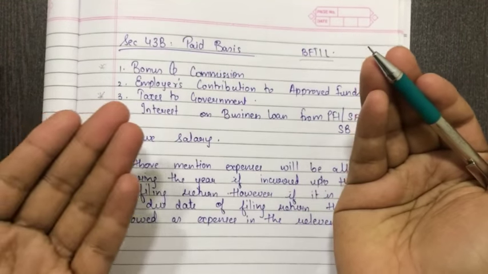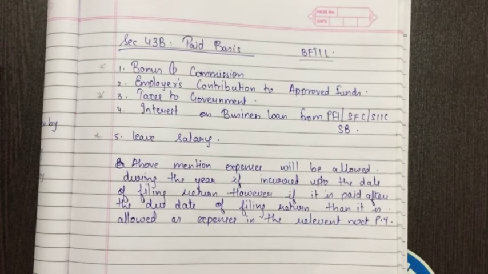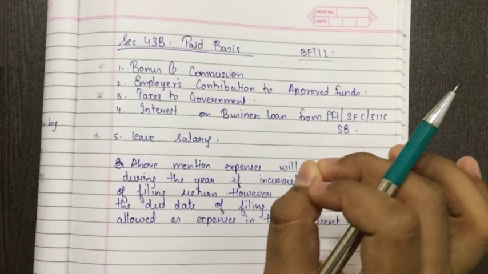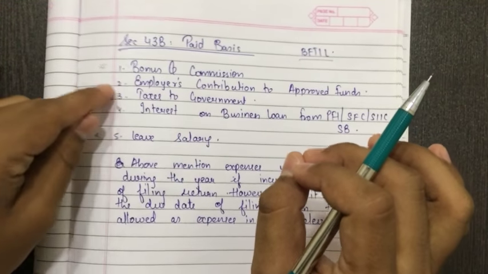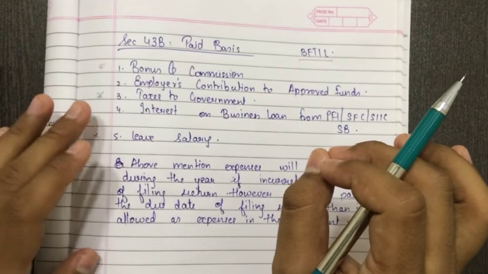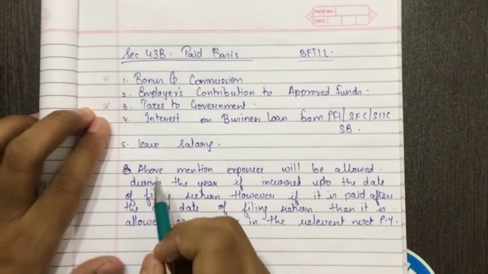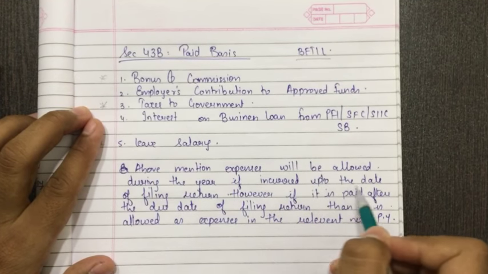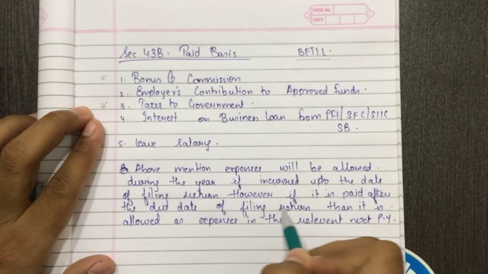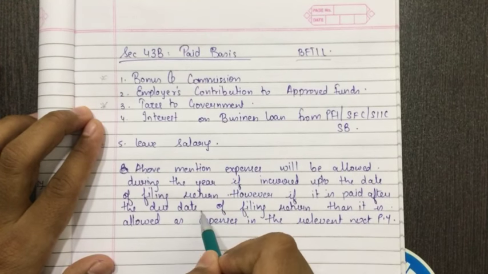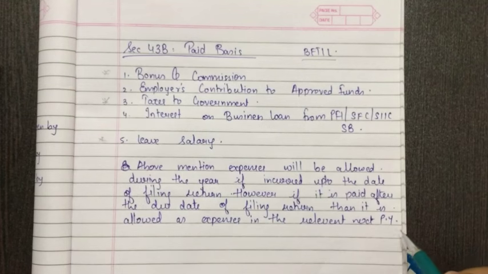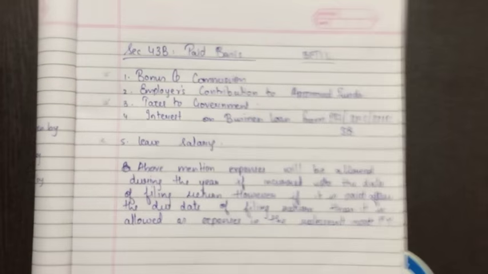These expenses will be allowed if actually paid, not on the accrual concept, that is, not the book entries. Only then will such expenses be allowed as deduction from the GP. The above mentioned expenses will be allowed during the year if paid up to the date of filing return. However, if it is paid after the due date of filing return, then it is allowed as an expense in the relevant next previous year. So what does this say?